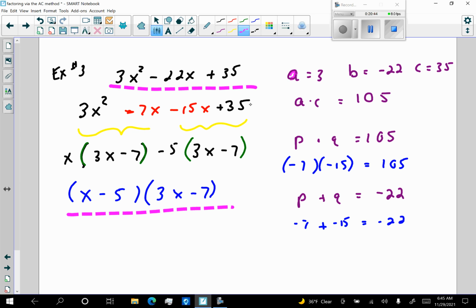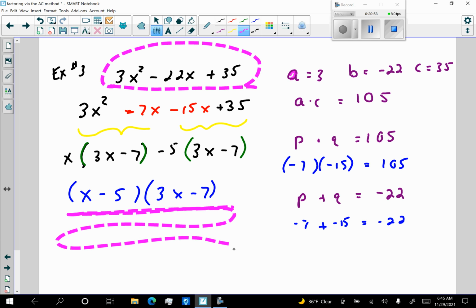So the factorization of 3x squared minus 22x plus 35 is x minus 5 times 3x minus 7. And that is the end of this 21-minute video.